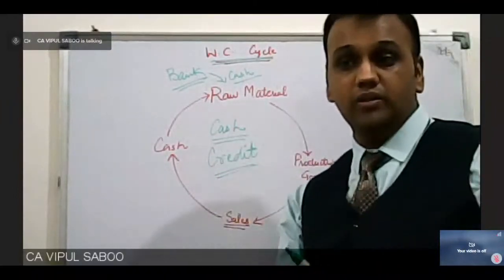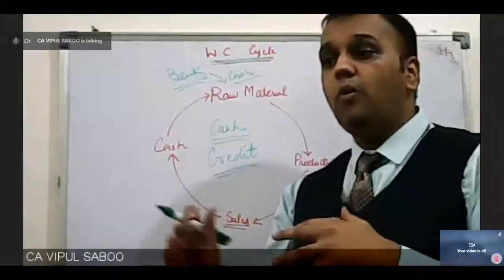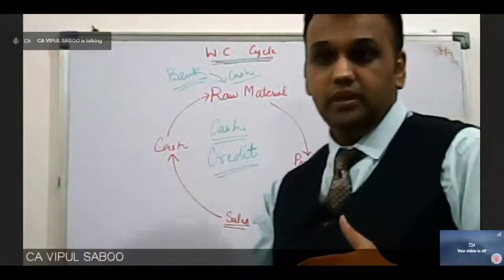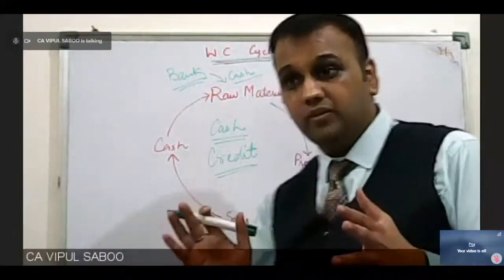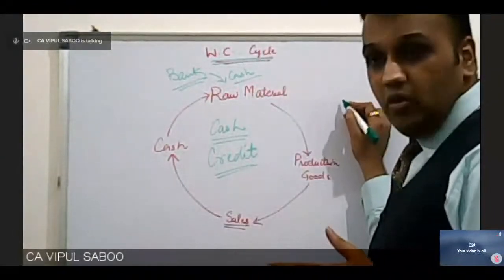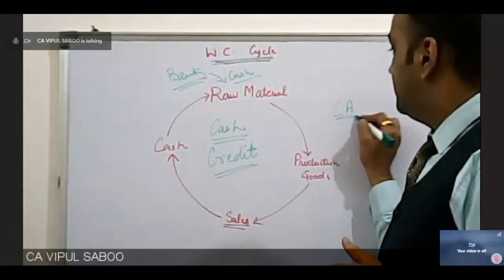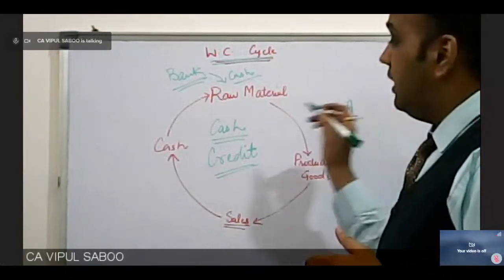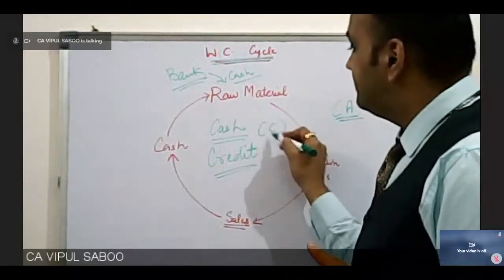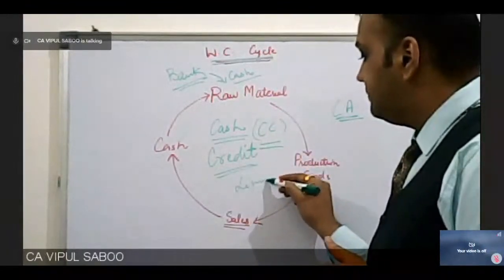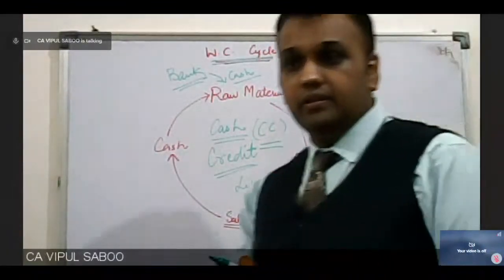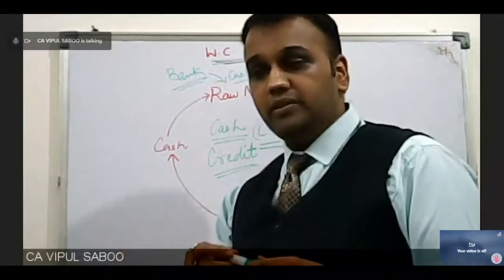How does the bank lend this? The bank opens an account in our firm's name. Okay, we have all understood the current account. Current account is an asset, right? So it is kind of CC. It is known as CC. It is known as CC limit. What is the CC limit?